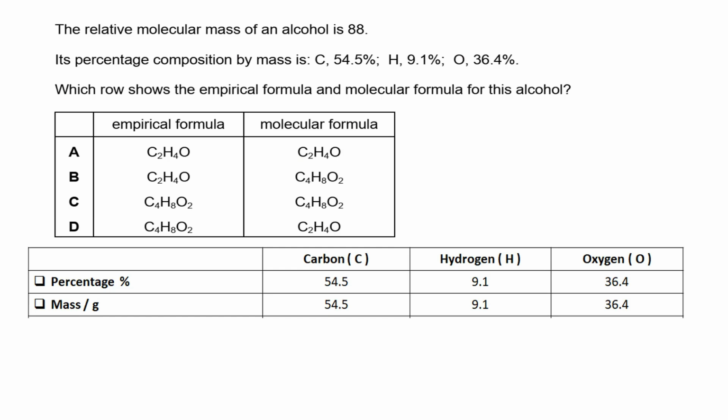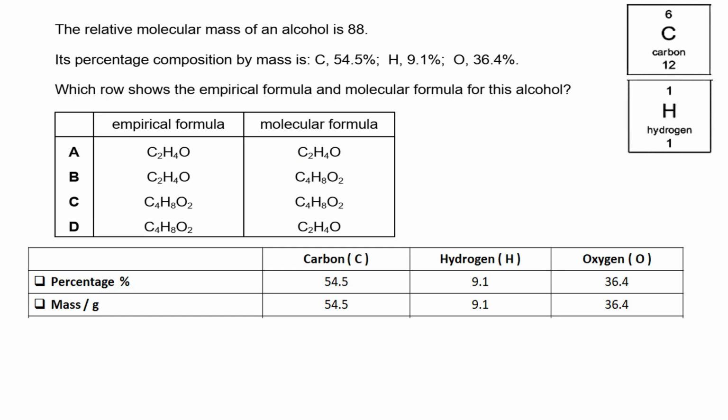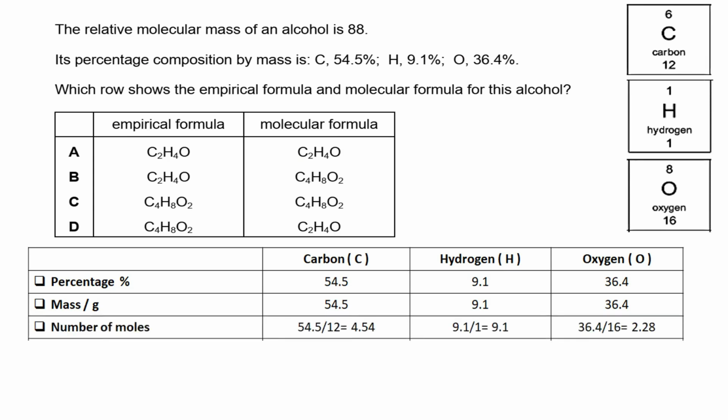Now, as you know from periodic table, carbon, its relative atomic mass AR equal 12. Hydrogen relative atomic mass equal 1. What about oxygen? Equal 16. Okay, so third step here, number of moles. We have to calculate number of moles. How come? By dividing given mass, I mean 54.5, divide 12 for carbon to obtain 4.54 moles of carbon.